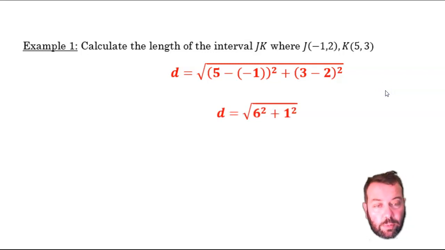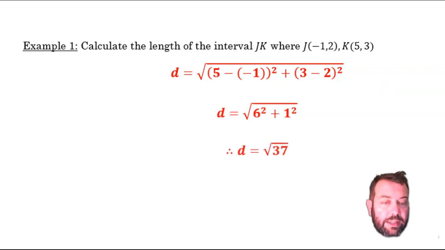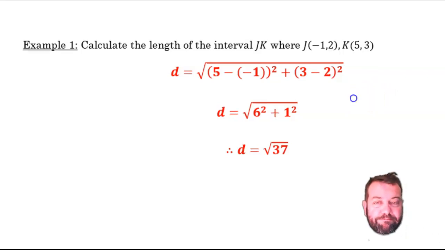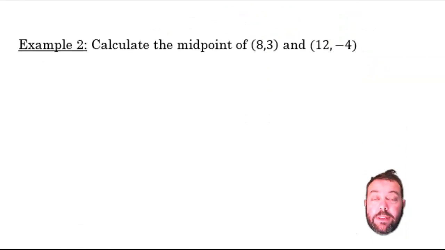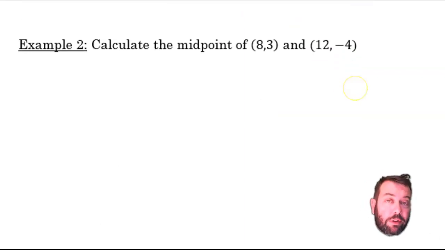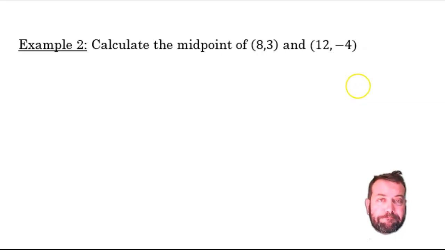I get 6 squared plus 1 squared. The square root of that is the square root of 37. That's it. If I were to evaluate that, it's going to be 6 point something. Alright, so that's the distance formula. We calculate the length of an interval using the distance formula.